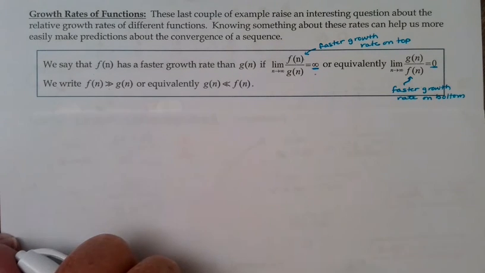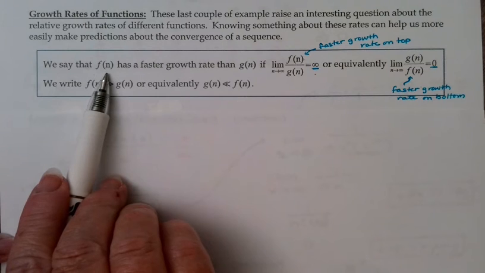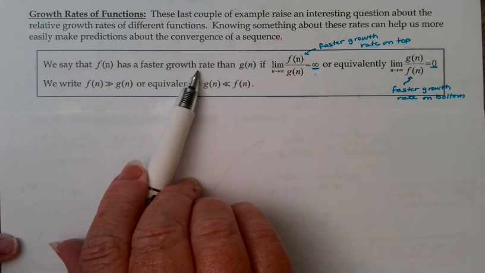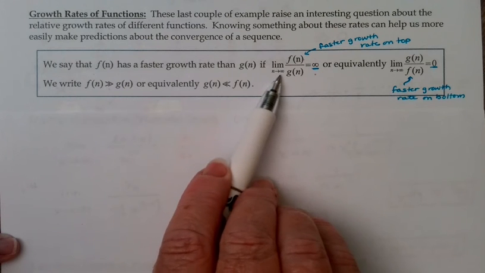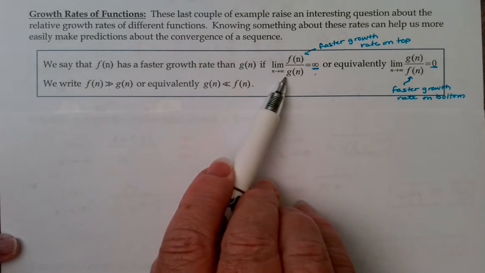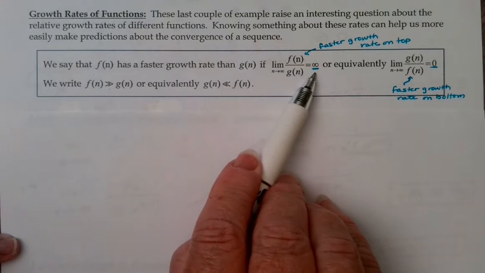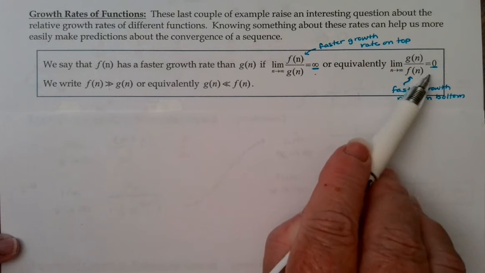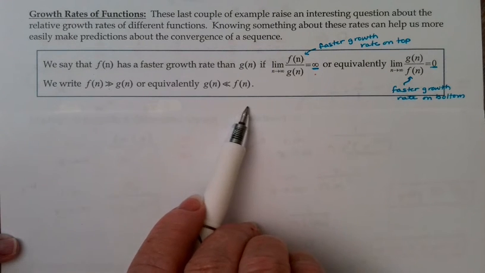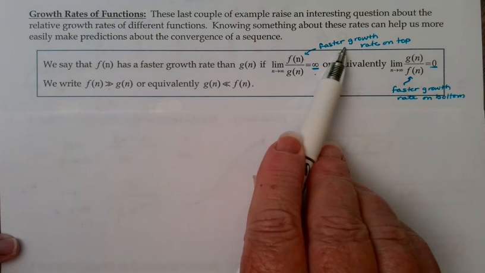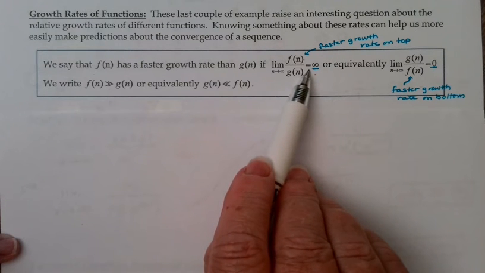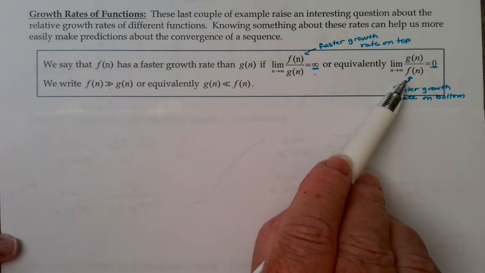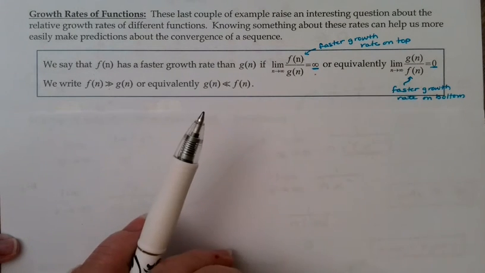So here's a definition for us. We say that f of n has a faster growth rate than g if the limit as n goes to infinity of f over g is infinity, or equivalently, the limit as n goes to infinity of g over f is 0. So in other words, if the function with the faster growth rate is on top, the limit is infinity. If the function with the faster growth rate is on the bottom, the limit is 0.